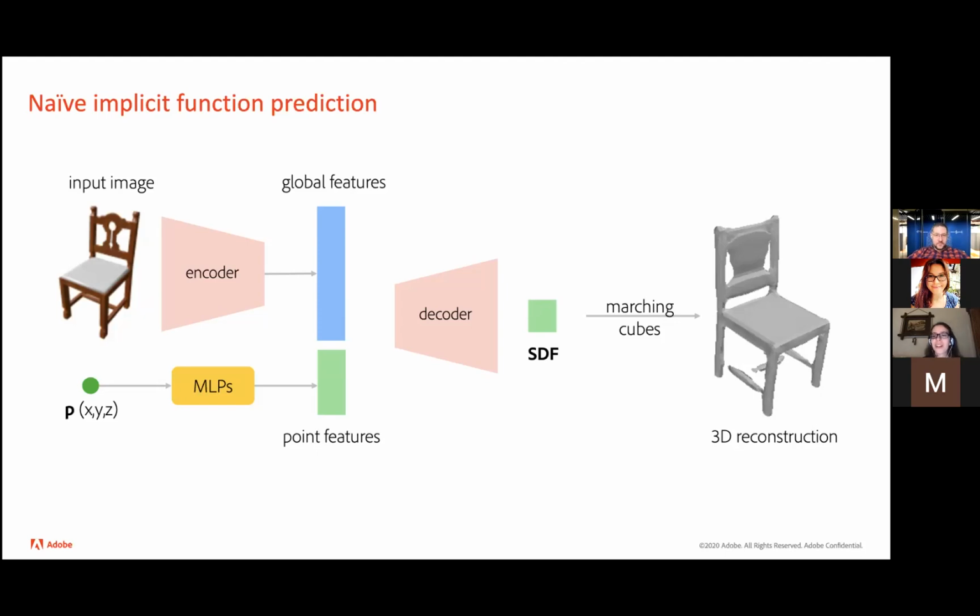So this is how this method would work for this particular image. It looks reasonable, but it also lacks a lot of details, especially on the back of the chair. The main reason for this is that for any point that you sample, like a point on the seat of the chair or a point on the back of the chair, we are always making use of the same global features that were extracted from the input image. So this is not sufficient to capture the details.